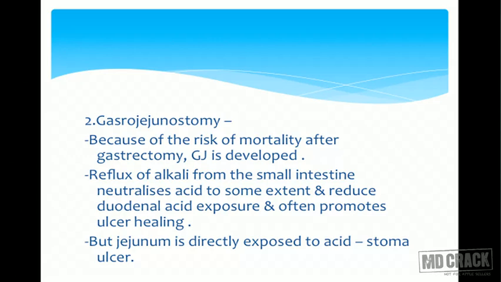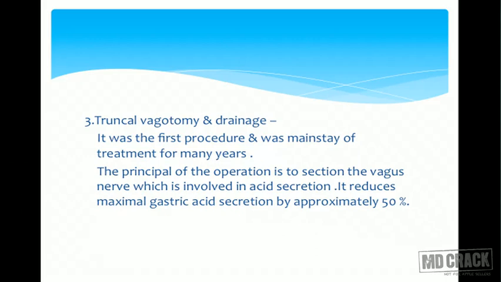We have got gastrojejunostomy. Because of the risk of mortality after gastrectomy, the gastrojejunostomy has found a middle way between the two. It deflects alkali from the small intestine, which will neutralize the acid in the stomach, and hence it will decrease the acid exposure of the stomach. It will promote ulcer healing in the duodenum. But the jejunum is directly exposed to acid and may form stomal ulcers.